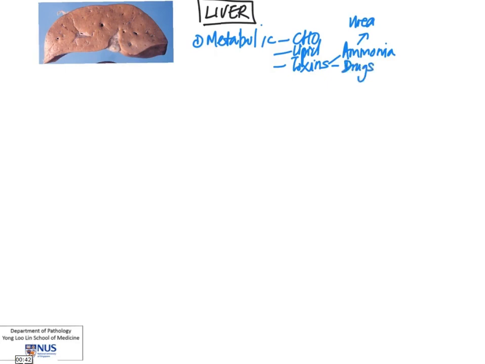So drugs and alcohol are important exogenous toxins, particularly alcohol, which can do a lot of things to the liver, as you will learn in this chapter.